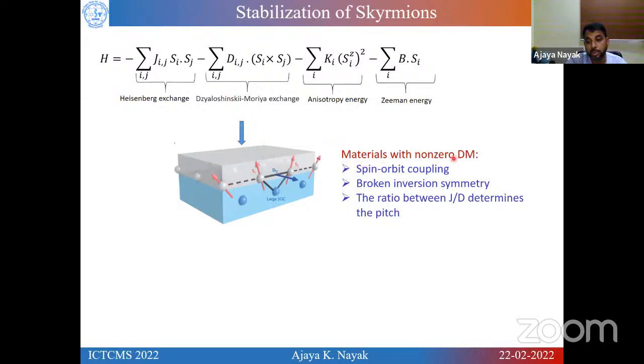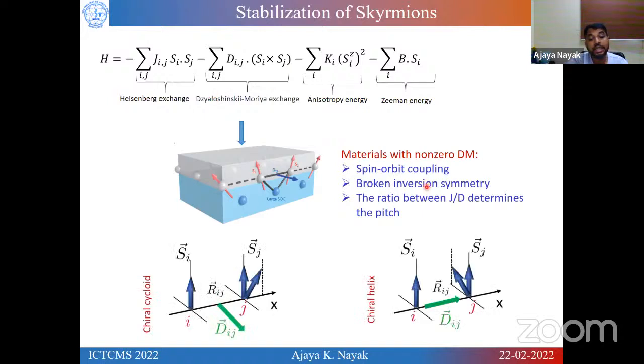So what are the most important parameters? We should have spin-orbit coupling to get this DM interaction, then broken inversion symmetry, and most importantly, what is the ratio between J and D? If J is very large in comparison to D, then we cannot get a skyrmion, because J will dominate and it will give a collinear magnetic state most of the time. But to get a skyrmion, the ratio between J and D must be comparable.